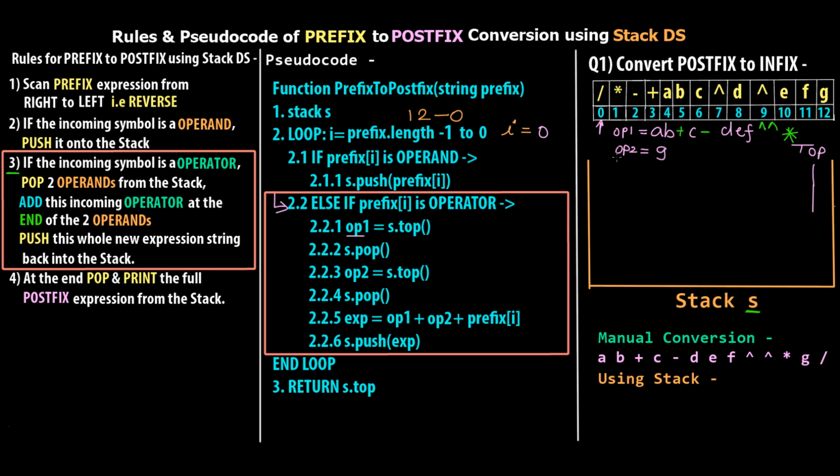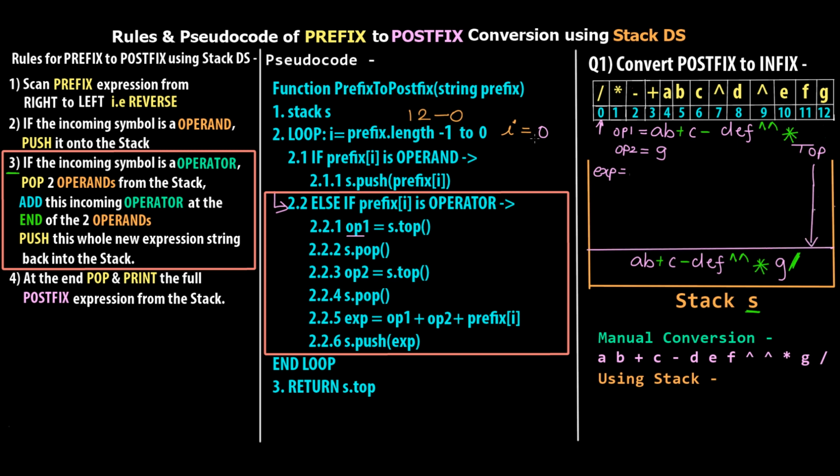And at 2.2.5 we create this expression exp equals to, which says op1. So let me paste op1. So I've pasted op1, which is this entire postfix string. Then we have to append op2. op2 is simple g and plus prefix of I, which is this last symbol, which is divide by. So don't forget to write that also. So I'm gonna write divide by over here. And then at 2.2.6 we will take this entire postfix string and we will push it onto the stack, and now this becomes the top of the stack.